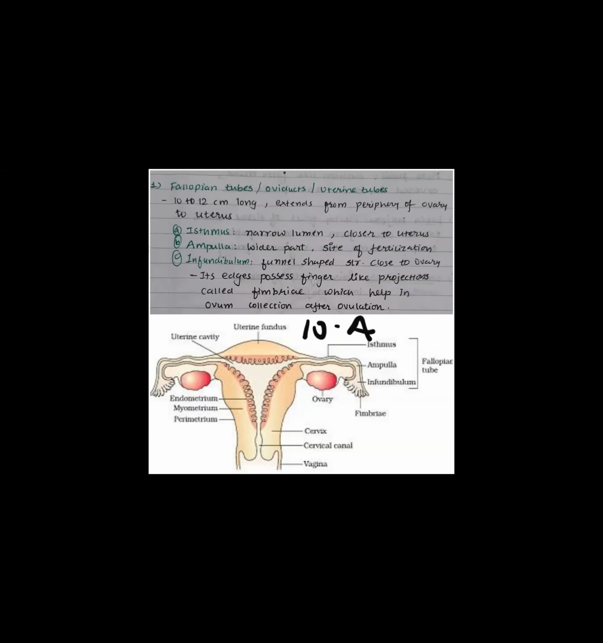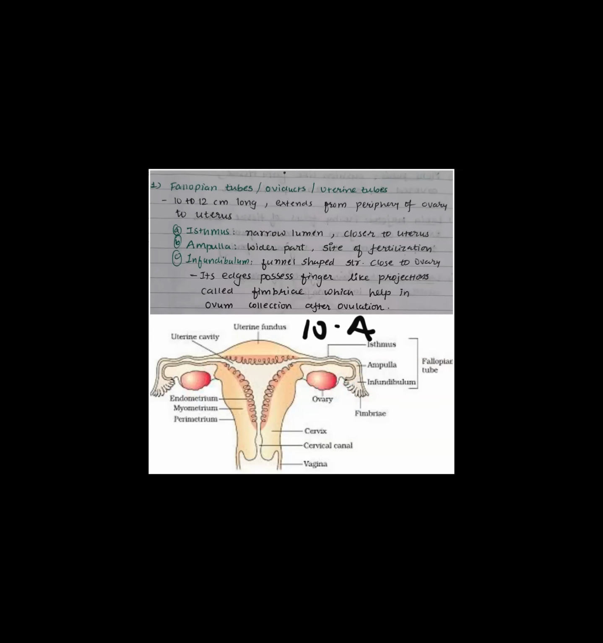These are the oviducts, from here to here, this much. So oviducts are identified as uterine tubes or fallopian tubes. They have a length on an average from here to here of 10 to 12 centimeter. It extends from the periphery of the ovary to the uterus. As you can see, this is the ovary, and towards its periphery from here till the uterus, it is extended, each one.